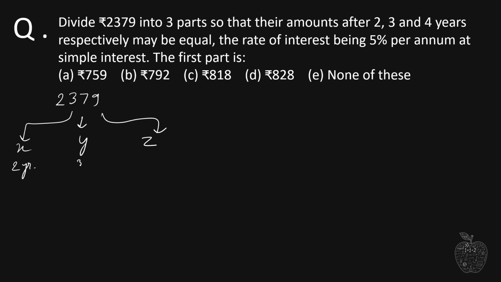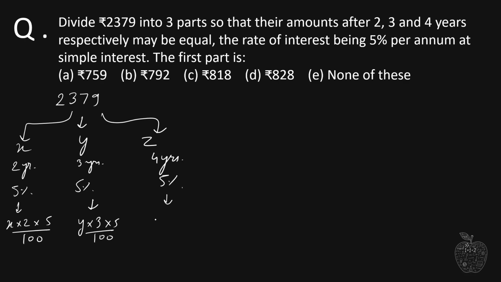Okay, and they are invested for 2, 3 and 4 years respectively, and the rate of interest is 5% per annum simple interest. So 5%, 5% and 5%. Now let's first calculate the simple interest for all these three amounts. The formula for simple interest is PNR by 100. So here it is X into 2 into 5 over 100, the simple interest for Y is Y into 3 into 5 over 100, and for Z it is Z into 4 into 5 over 100.